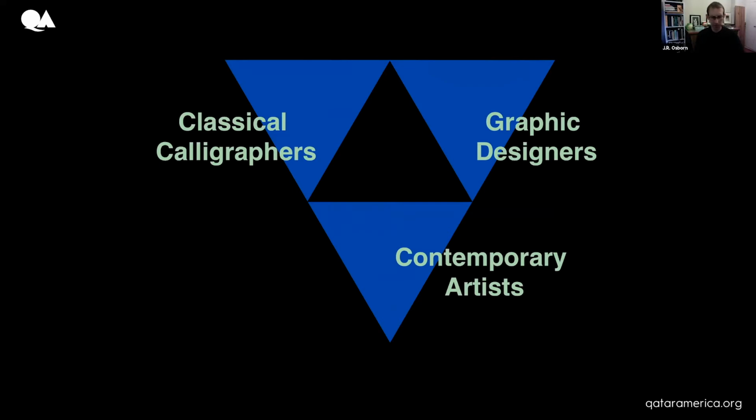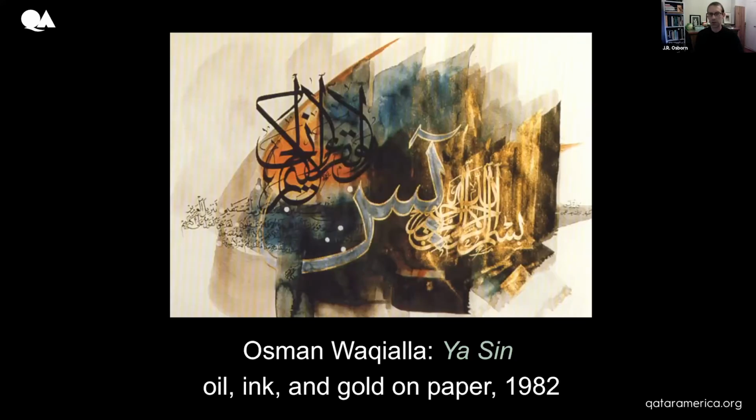So as a final example, I want to present this work, which is a painting by Osman Wahiala. He was a calligrapher as well as a contemporary artist from Sudan. He made this piece, entitled Yasin. It shows the first few verses of the Quranic Surah Yasin, and it's a painting using oil, ink, and gold on paper.